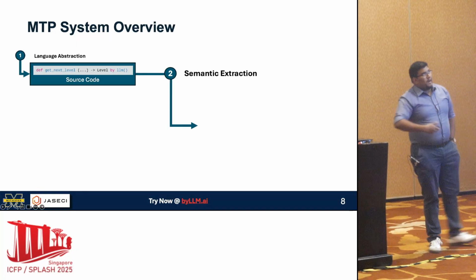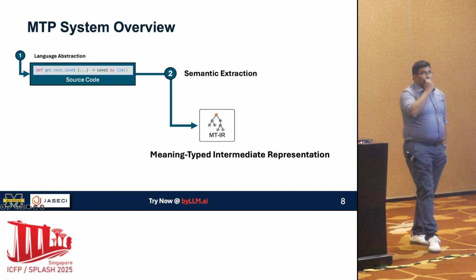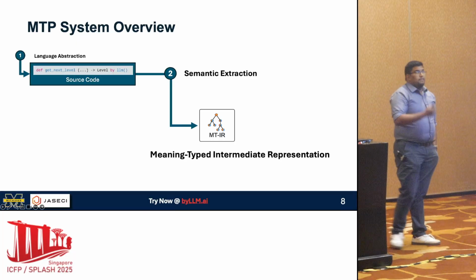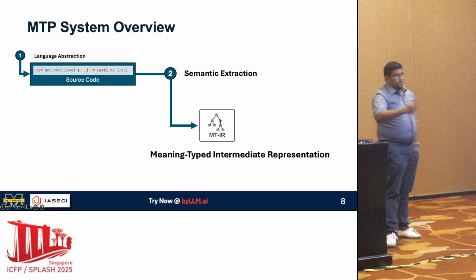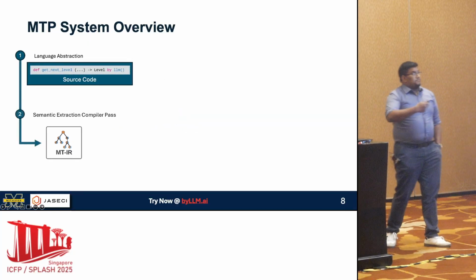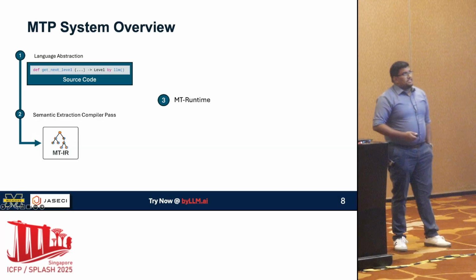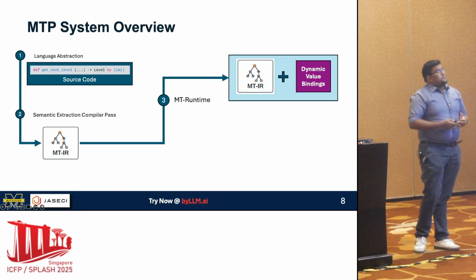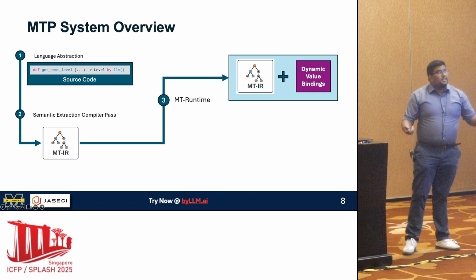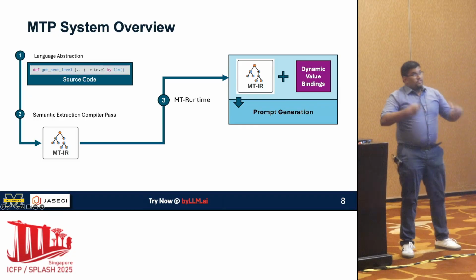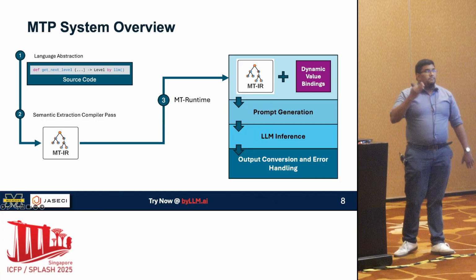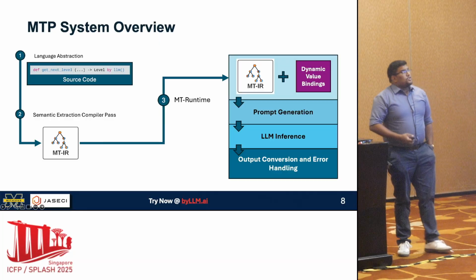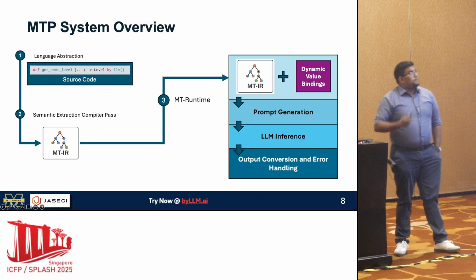So we use a compiler pass to extract the semantic information, and we generate this MTIR, a meaning type intermediate representation. It's basically a subset of a symbol table that contains the information about your types and data structures in your program, which persists in runtime. So we have this MT-Runtime engine, which combines this MTIR with the dynamic value bindings, and then generates the prompt, does the LLM inference, converts the output to the specific type, and does error handling in the same system. So this is the entire workflow of MTP, or meaning type programming model.